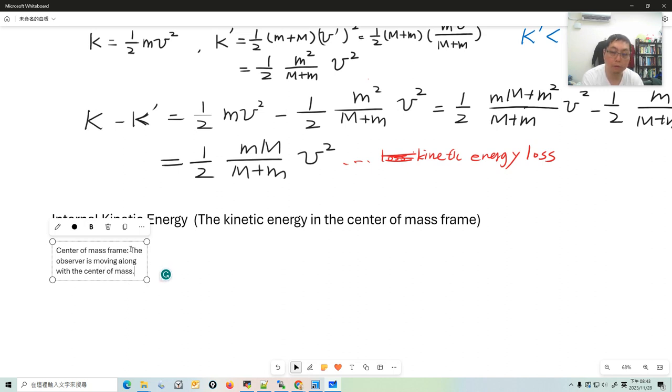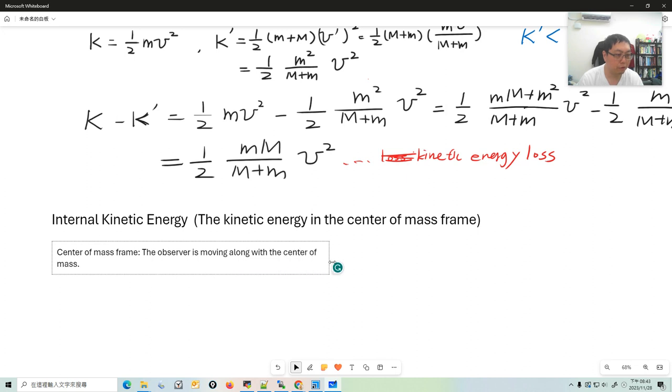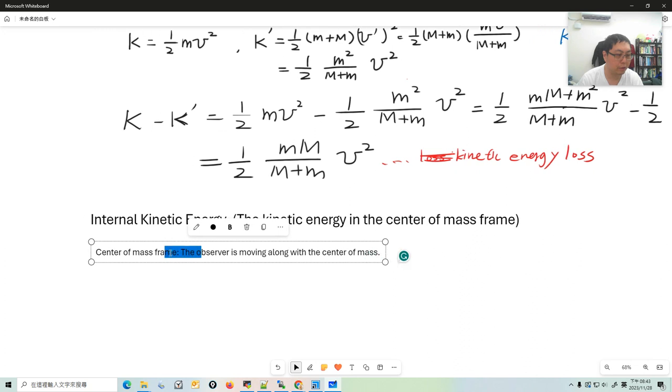Previously we talked about the center of mass, and we said it is a very special point. Now, the meaning of the center of mass frame is that the observer is moving along with the center of mass, or you can say the observer is sitting on the center of mass. It depends on which explanation you like.